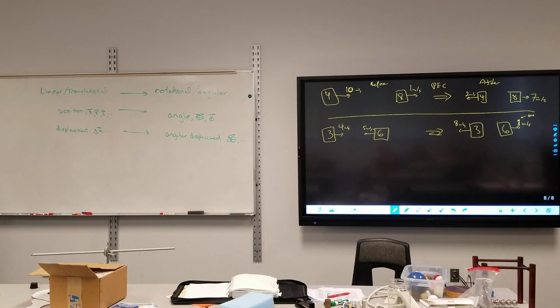You have a wheel spinning. Through what angle does it turn? I mean, it doesn't ask for the angular displacement, it just says, through what angle would it rotate? Or how many rotations will it make?